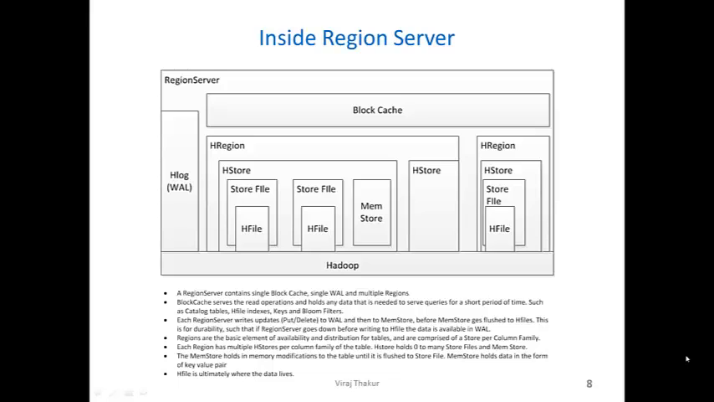Each region server has multiple HStores, one per column family of the table. An HStore holds zero-to-many store files and a memstore. The memstore holds in-memory modifications to the table until it is flushed to a store file. Memstore holds data in the form of key-value pairs, and HFile is ultimately where the data lives.